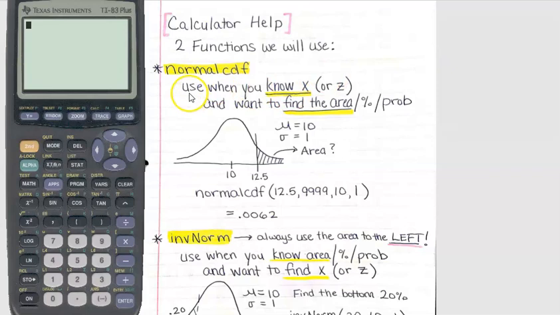For the normal CDF, you're going to use the x value, which could also be the z, but typically it's going to be an x, and find the area. We can also think of the area as the percentage or the probability. So we could be trying to find what area is this, what percentage of values fall in this spot, or what is the probability that a value would fall in this spot. It could be worded in different ways, but with all of these, we're given a value.